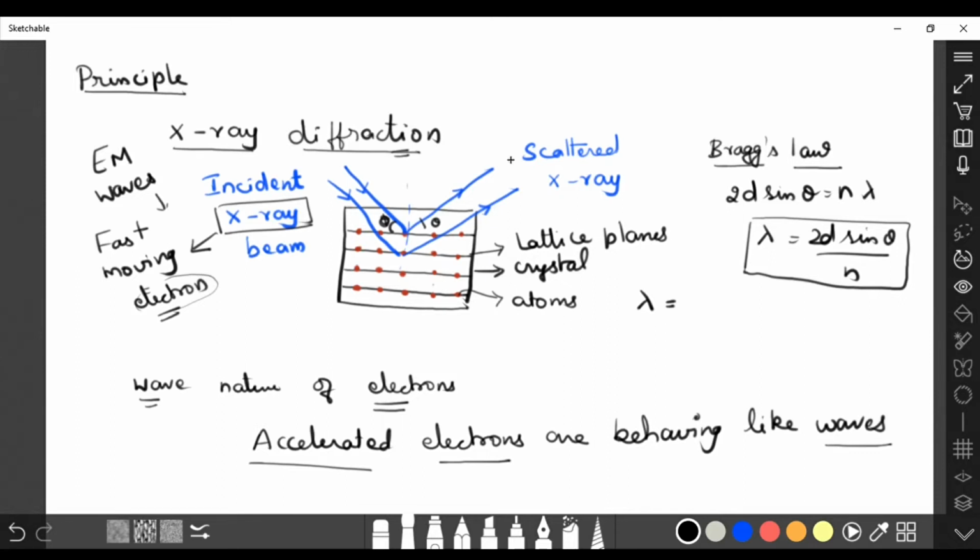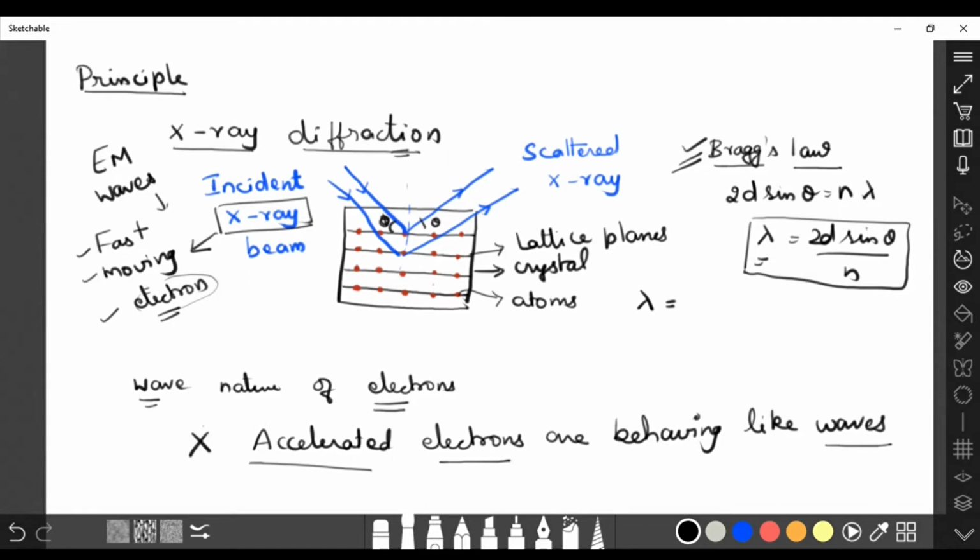In the theoretical calculation, we are going to follow Bragg's law only. It gives the condition to get the diffraction. So in our result, we follow Bragg's law for the theoretical calculation of lambda by using this formula. And experimentally, we are going to use the fast moving electrons. If both the results are the same, then we can say that the fast moving electron is behaving like a wave. So this is the principle.